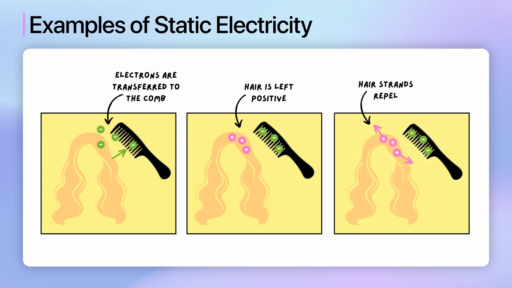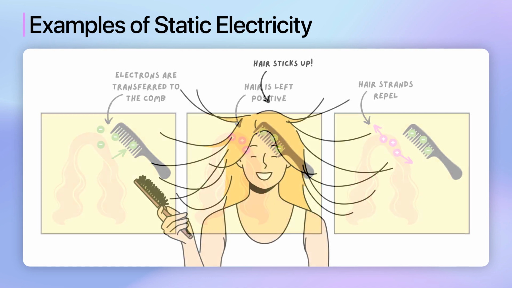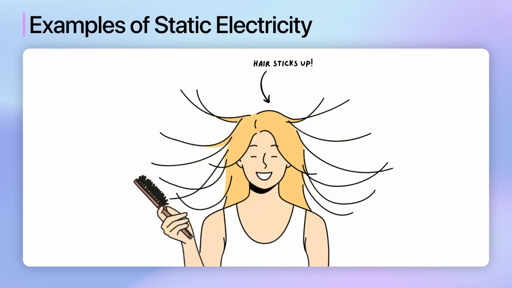Since like charges repel each other, the positively charged strands of your hair try to push away from each other. This repulsion causes the hair strands to stand up and move away from each other, making your hair stick up. This effect is a common example of static electricity, where the movement of electrons between objects causes a buildup of charge, leading to noticeable physical effects like your hair standing on end.